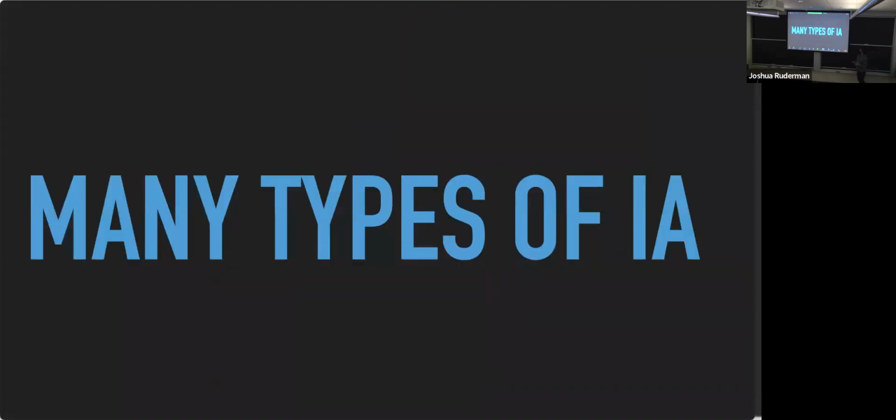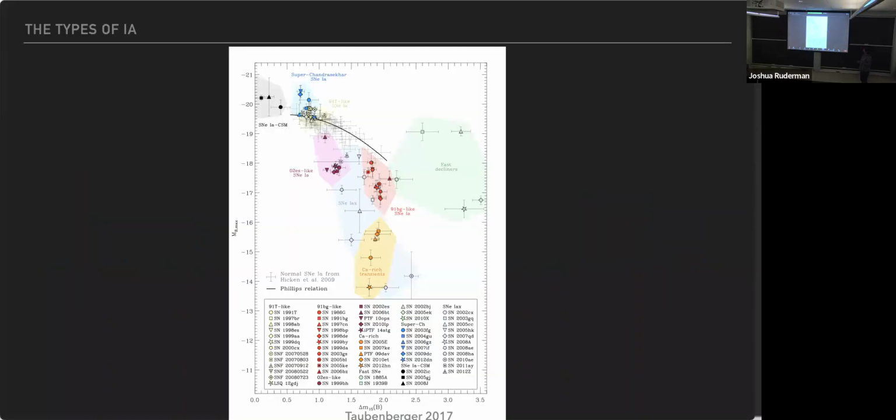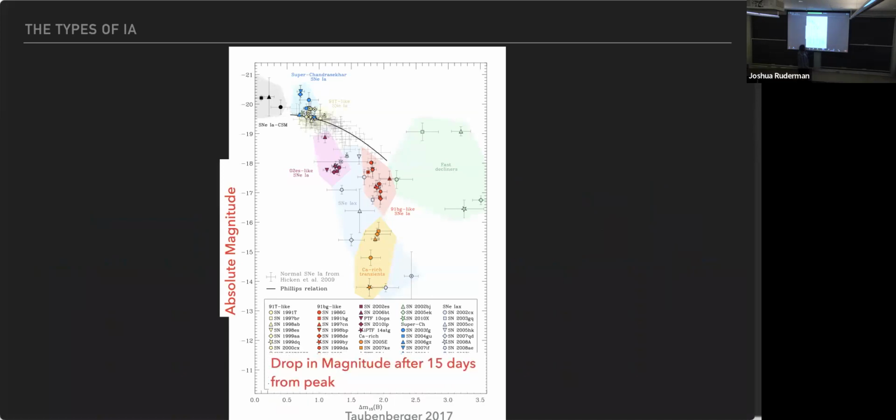So one of the things that I want to say is that type 1a is an observational classification. It shows silicon and no hydrogen. But there are many supernovae of different spectral look and feel that are type 1a. I want to make clear that this is absolute magnitude versus a measure of the drop in magnitude 15 days from peak in a certain filter, how quickly it drops off. And these are all supernovae on there that show strong silicon and no hydrogen.